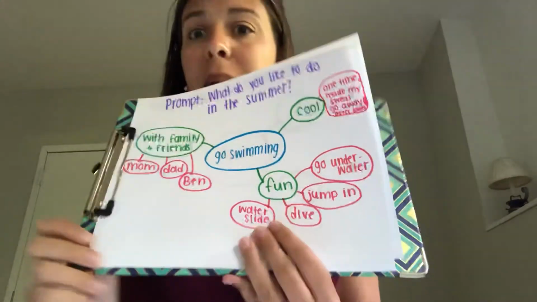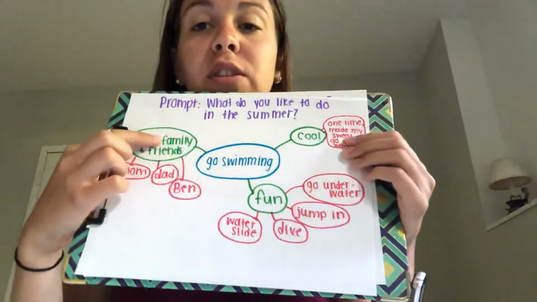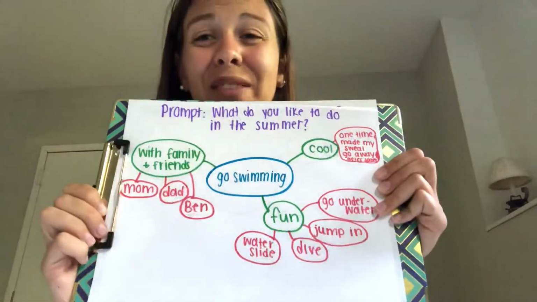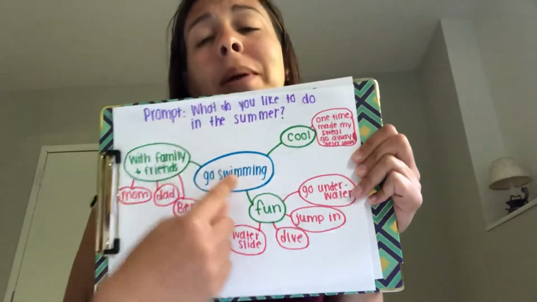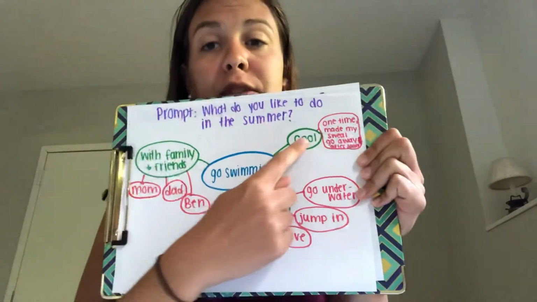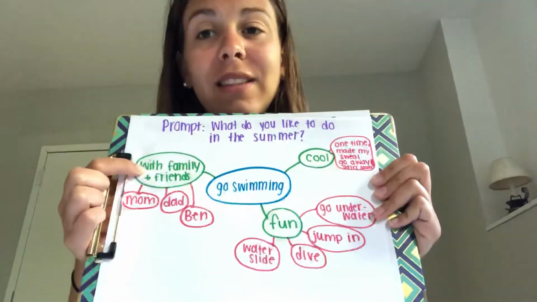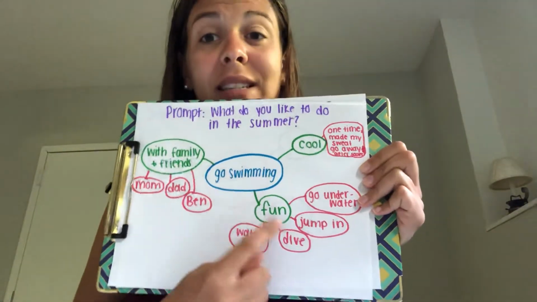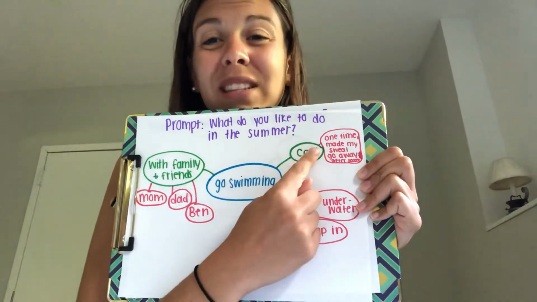So I said for my main idea that I like to go swimming. So then on each of these green ones, I provided one detail about why I like swimming. So I might say, I like to go swimming because, and then I would fill out these three things. So I like to go swimming because it is with my family and friends, which I think are fun. I also like to go swimming because it is fun. And I like to go swimming because it cools me off in the summertime.